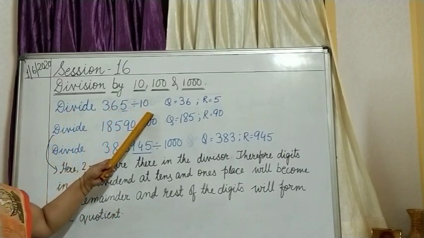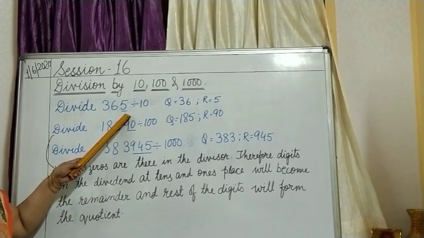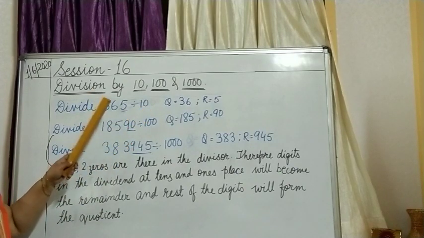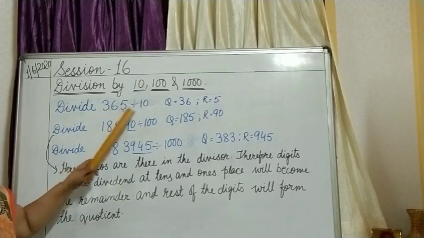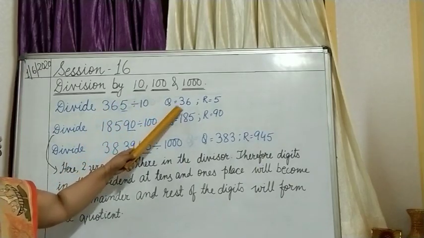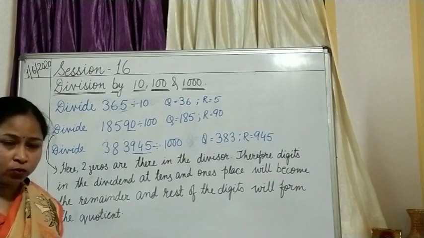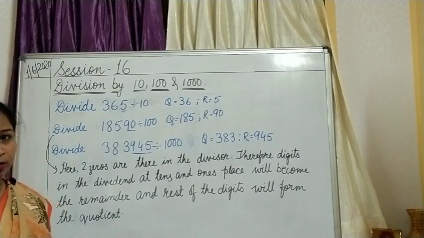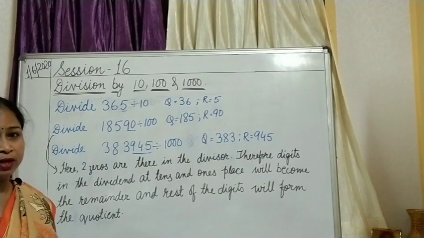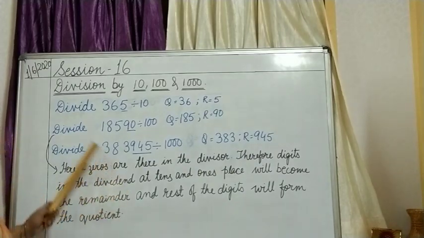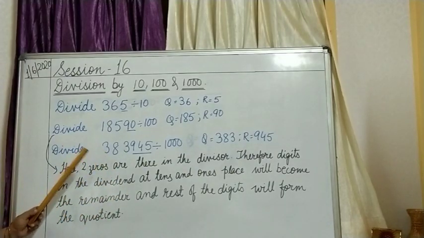365 divided by 10. Children, can you see that I have underlined this 5? Okay. And after doing this division, I got quotient as 36 and remainder as 5. How? I'll tell you. There is no need of dividing it, but there is a trick applicable, and that I am going to teach you. Let us look at the examples first.